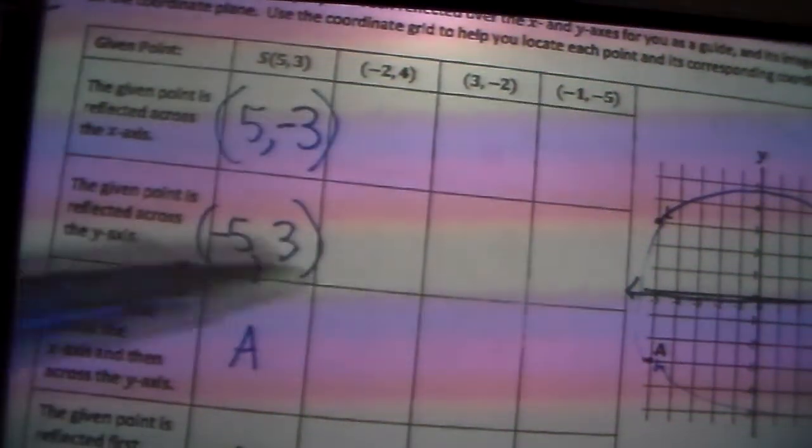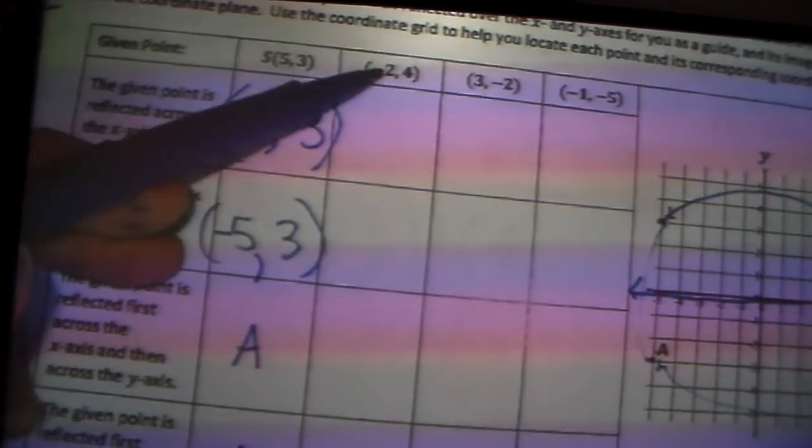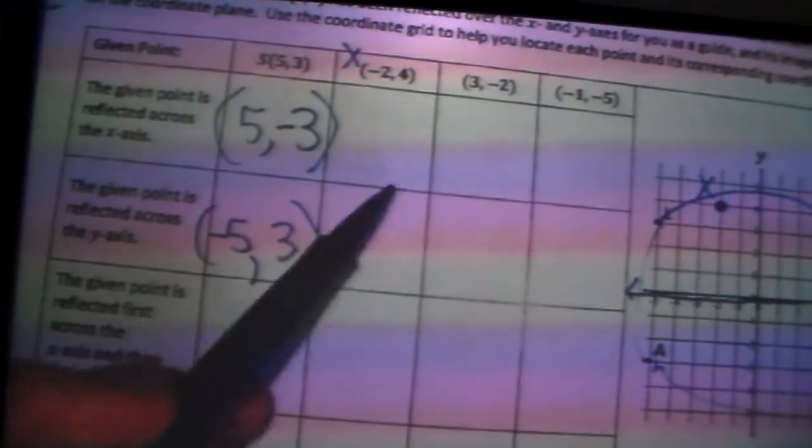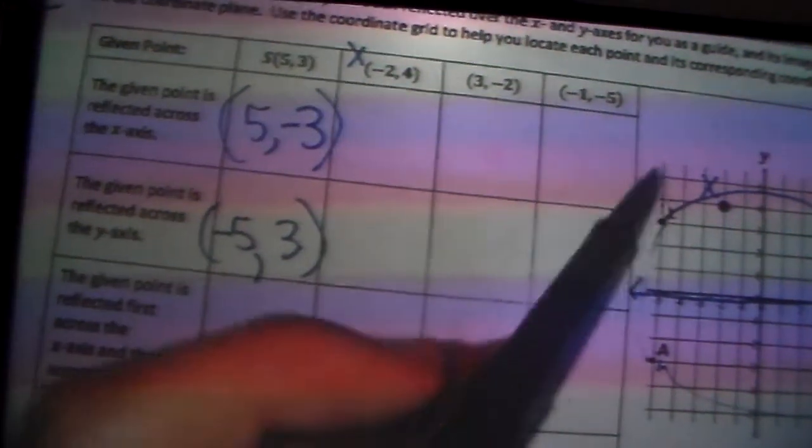So what you should do now is take this point right here. We don't necessarily need to do all of these, but just go ahead and take this one right here. So -2, 4: left 2, up 4. Let's label that point x, and you're going to do the same series of directions here for point x.